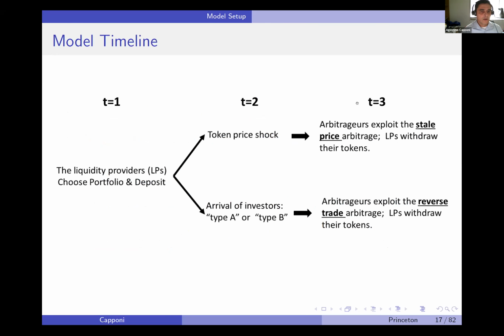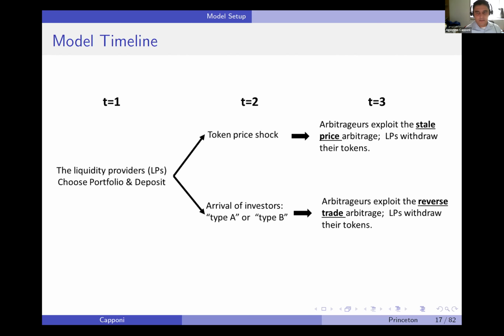Okay, good. Let me discuss the model. So this is what is happening. Liquidity providers will choose which portfolio to form. They will decide how much to deposit in the pool and how much to take out of the pool. Then there will be a shock to the value of the tokens, and some investors can arrive, either investors who like token A or investors who like token B.